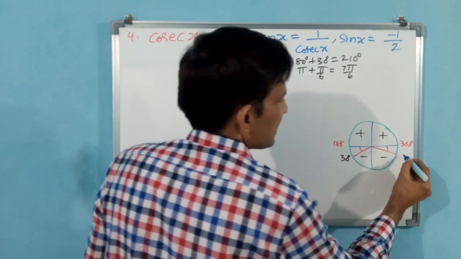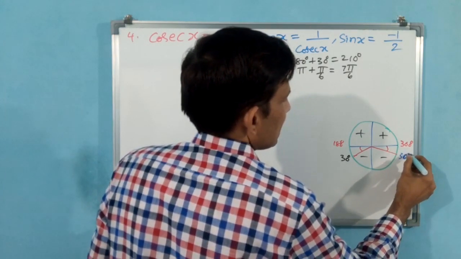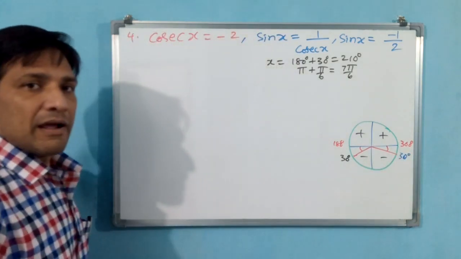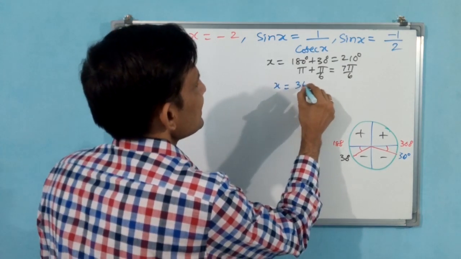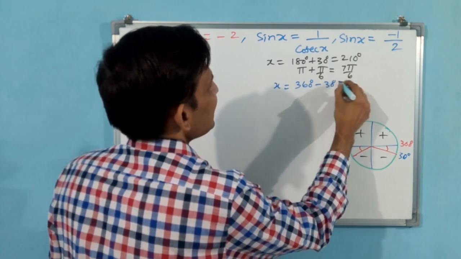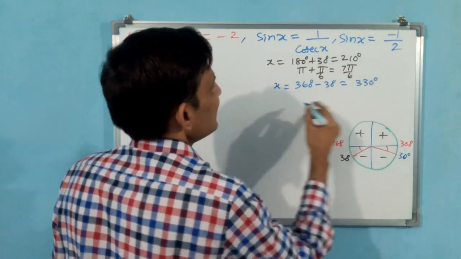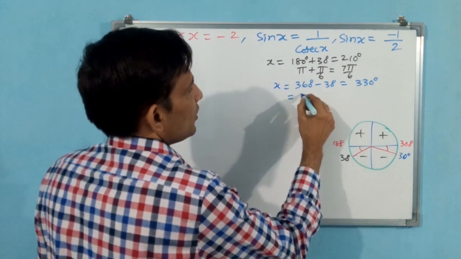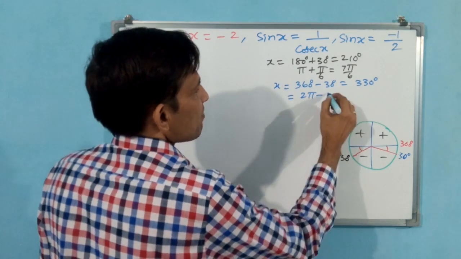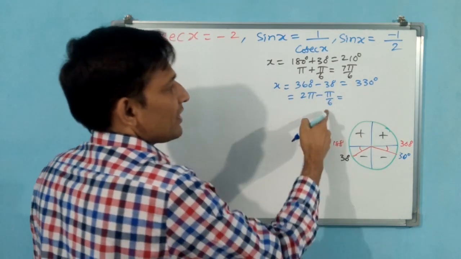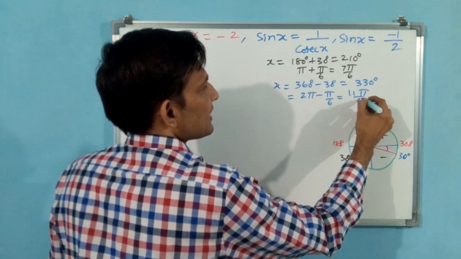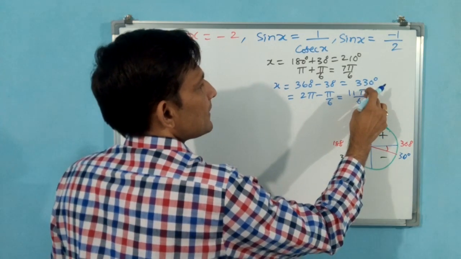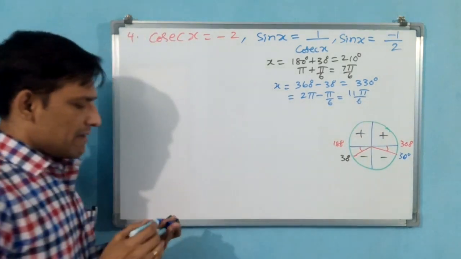Same 30 degree but 360 minus 30, 330 degree. The other angle is 360 degree minus 30 degree, that is equal to 330 degree. That is equal to 360 means 2 pi minus pi by 6. 12 pi minus pi, 11 pi by 6. Is it correct? Definitely correct. 11 pi by 6.